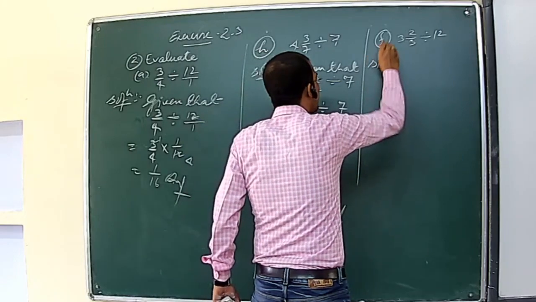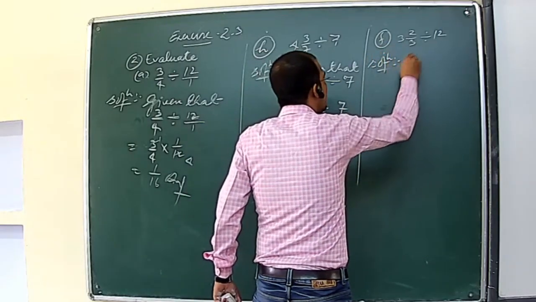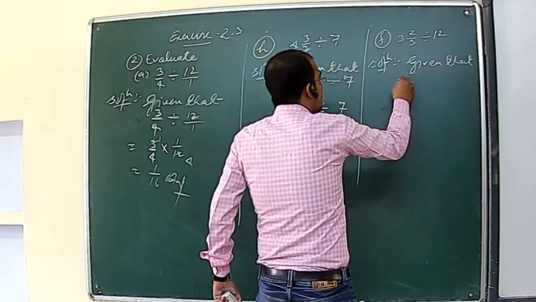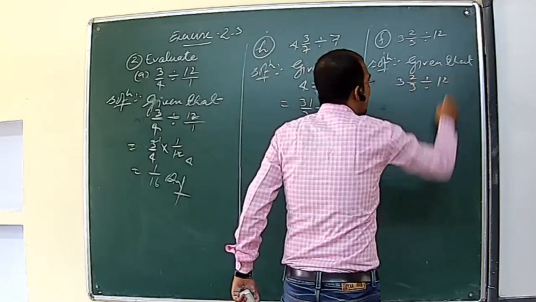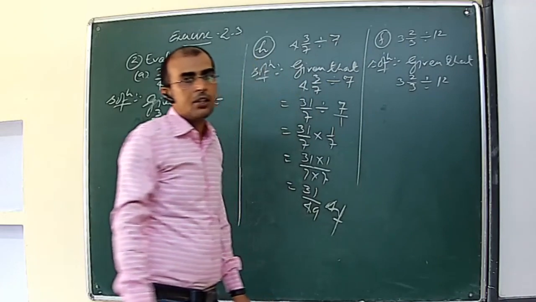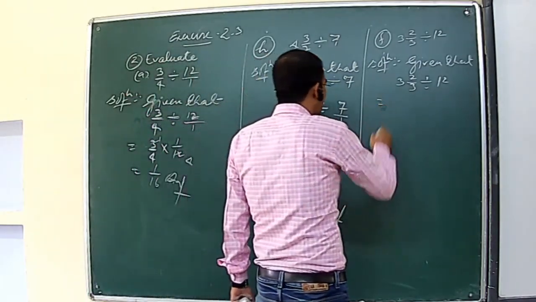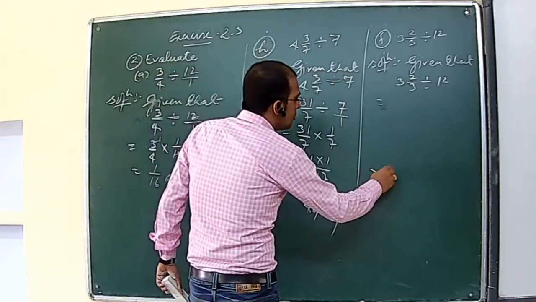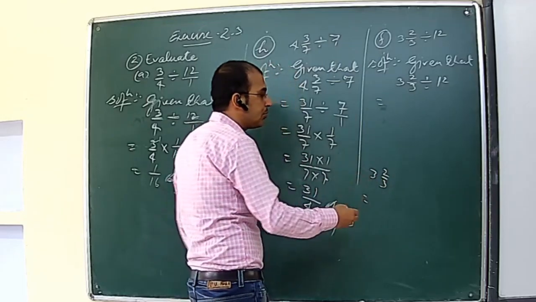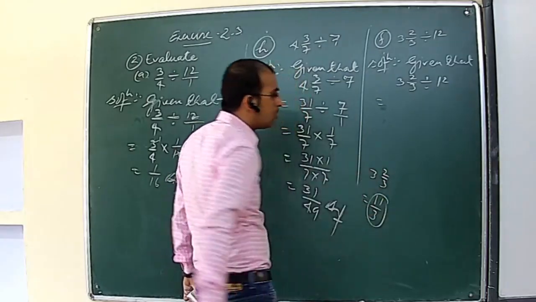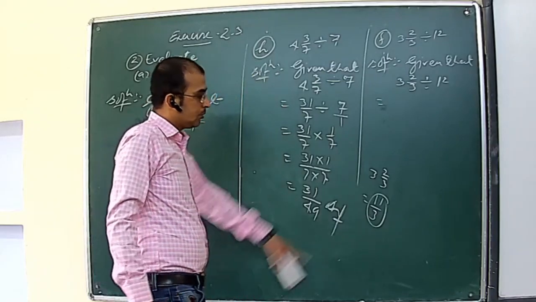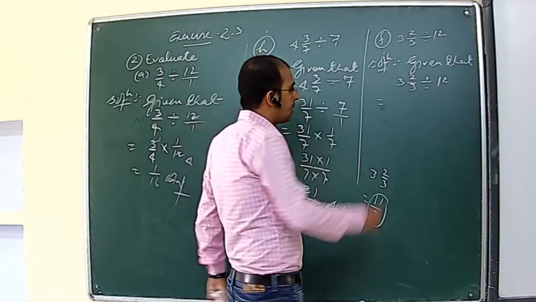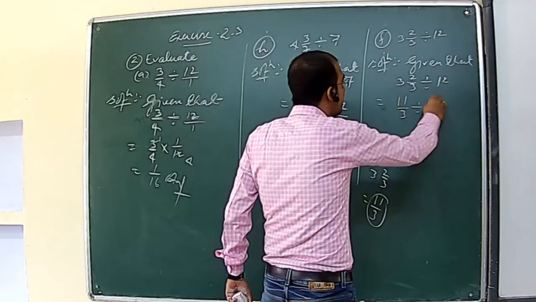So what will be the solution? Given that 3 whole 2 by 3 divided by 12, the mixed fraction will change in the form of an improper fraction. What to do? Again you will write, you can see here, 3 whole 2 by 3 can be written as 3 3 is 9 and plus 2 equal to 11 by 3. Means 3 whole 2 by 3 can be written as 11 by 3. You see, 3 3 is 9 and plus 2, so 9 plus 2 equal to 11. Then you can write here 11 by 3 divided by 12.